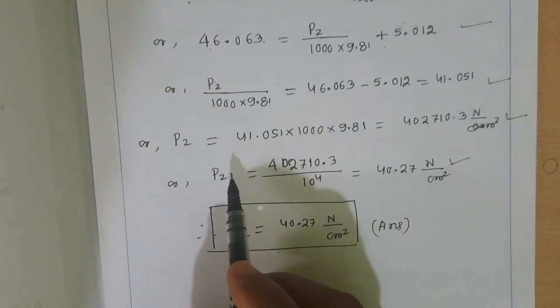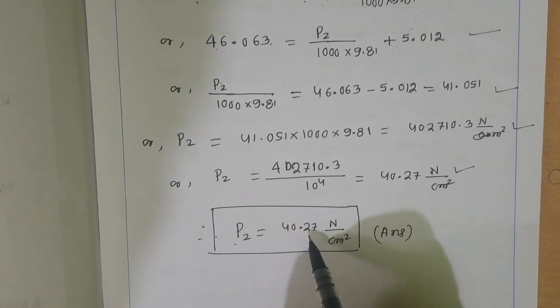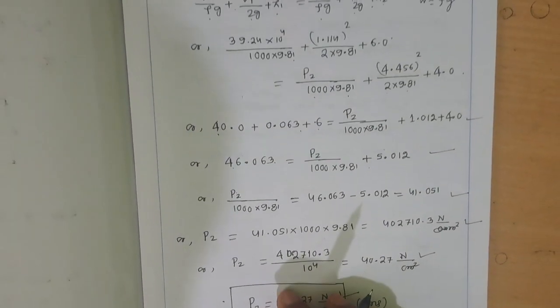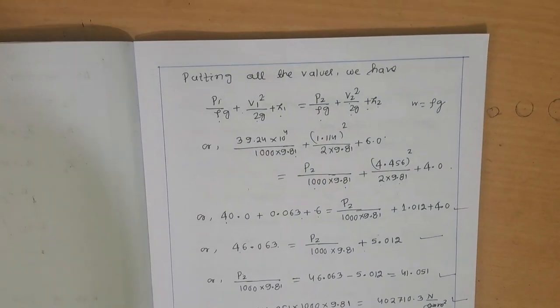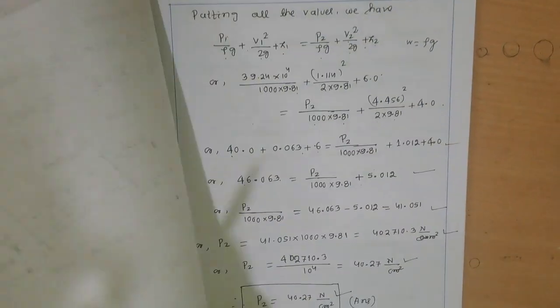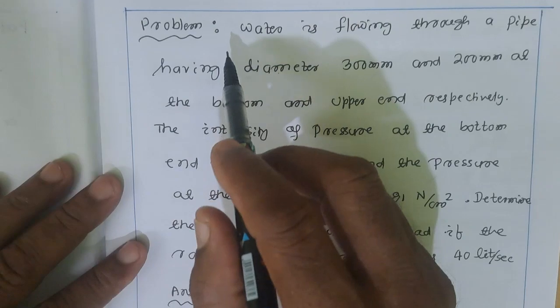You should carefully calculate, that is P2 is equal to 40.27 Newton per cm square. This is the required intensity of pressure at section 2-2. Then I will solve another problem. Now I will solve another problem.